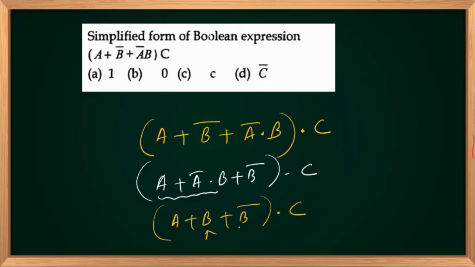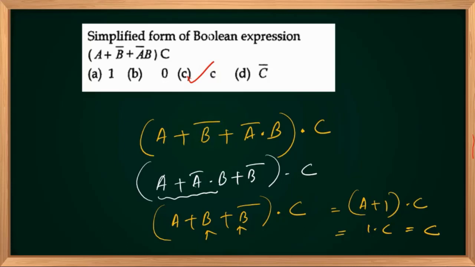What is B plus B bar? Just like A plus A bar, or X plus X bar, it is always equal to 1, right? So A plus 1, because B plus B bar is 1. What is A plus 1? A plus 1 is always 1. Any Boolean variable plus logic 1 is 1 always. So 1 dot C is nothing but C itself. So option C is the right choice, correct?